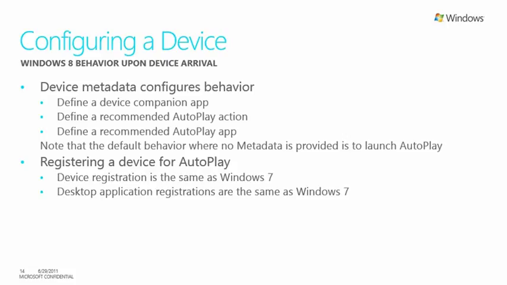So this is all coming down to configuring your devices in Windows 8. Our recommendation is to build and define a companion app for your device to access. Define some recommended AutoPlay actions in your metadata, which, if you have your companion app, means you want to recommend that app as the app to use. As a side note, if there is no metadata provided, then we fall back to the standard AutoPlay behavior for devices and volumes.